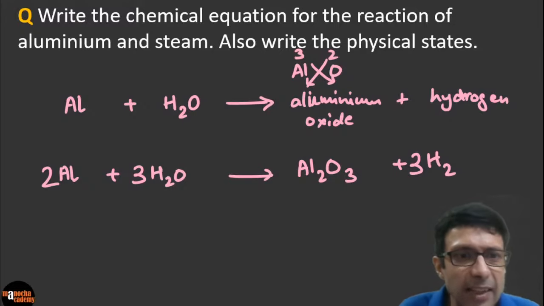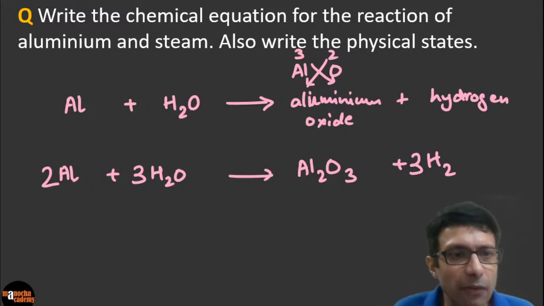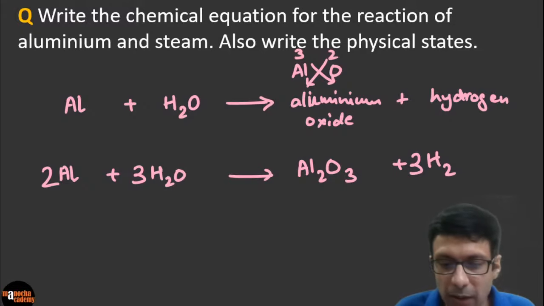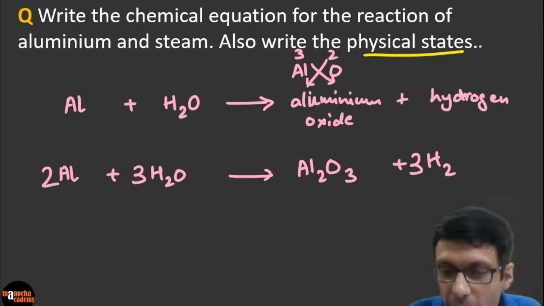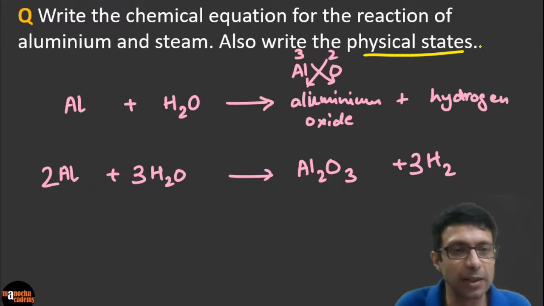Excellent. Yes, Isaac Newton is also saying Al2O3. Very good, guys. Superb. So this is the correct answer, right? Al2O3 plus hydrogen. Now, guys, don't forget, because many times we feel we've got the right answer, we need to write the physical states also.